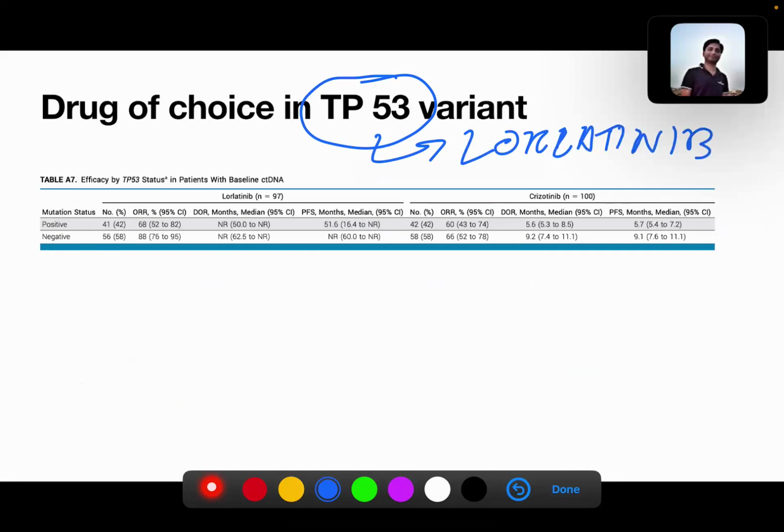So the bottom line is give lorlatinib wherever possible. If not possible, give a second generation ALK inhibitor. But always, if CNS mets are there, if variant 3 is there, or if TP53 co-mutation is there, in those three scenarios, you should always consider giving lorlatinib. That's a must. In the other cases, you should give it a thought, but in these three scenarios, it's a must.